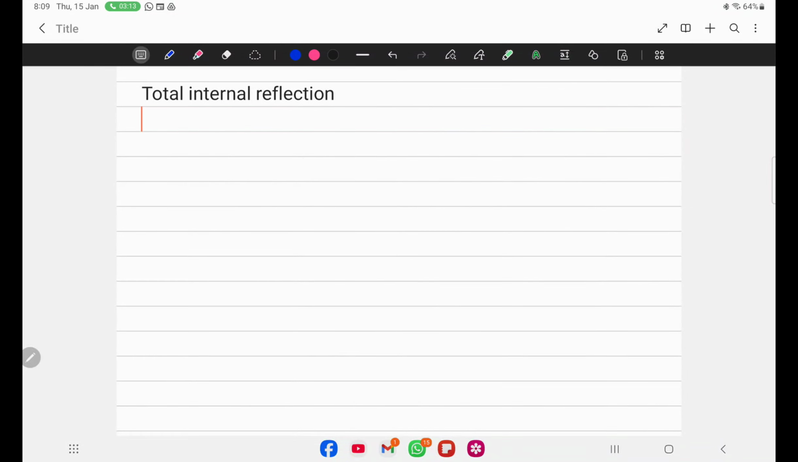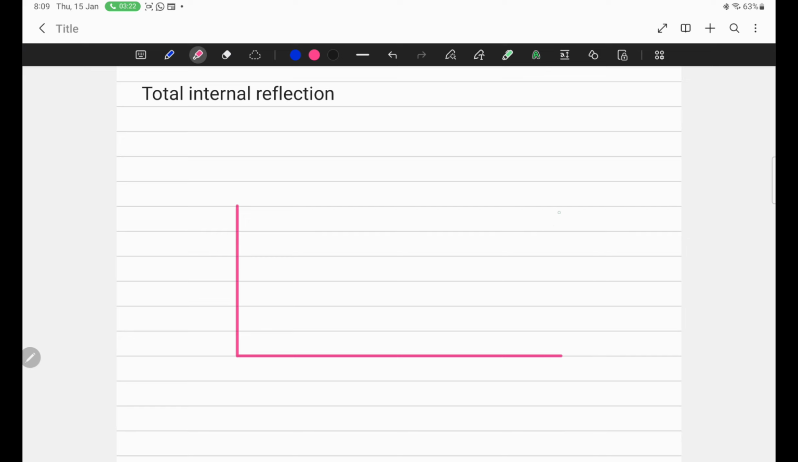Today is 15th January 2026, and today we are starting a topic called total internal reflection. In this topic, consider this is a tank of water, and there is a torch inside the water, and this is the light ray.